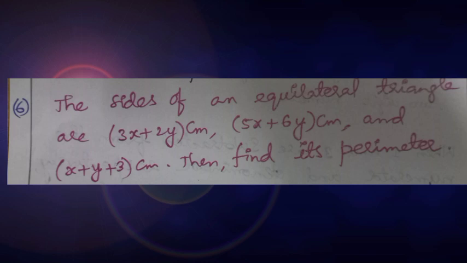The sixth one: the sides of an equilateral triangle are 3x plus 2y centimeters, 5x plus 6y centimeters, and x plus y plus 3 centimeters. Then find its perimeter. Perimeter means the sum of all sides. If you determine only one side, then 3 times the side of the given triangle is the perimeter of the equilateral triangle. So AB is equal to BC is equal to CA. From that we are going to get the condition.